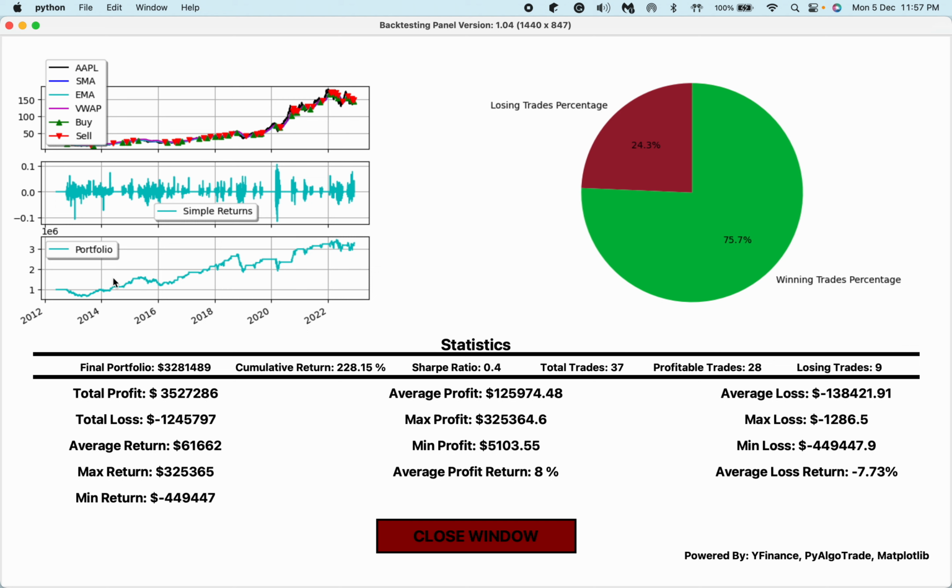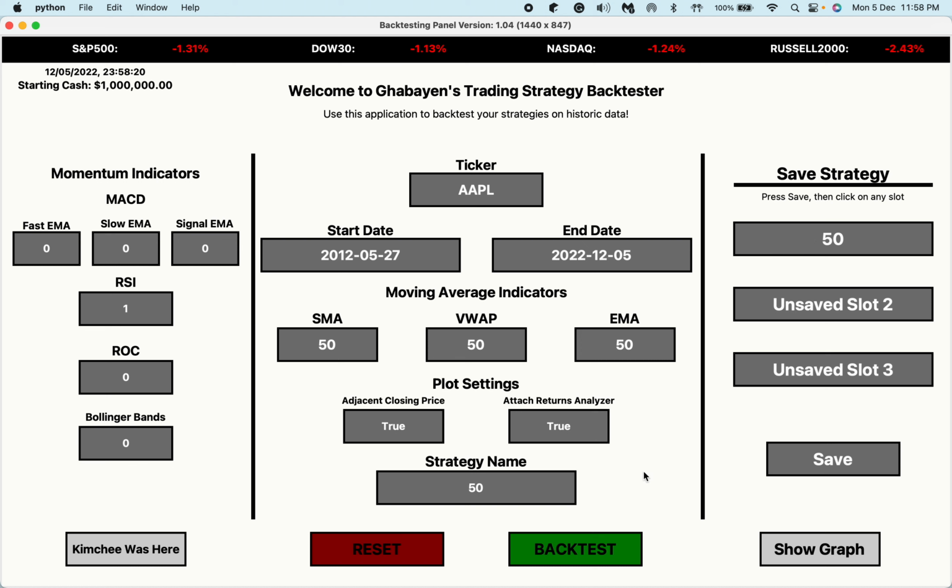And for the second graph, I have the simple returns. So I can see all my returns over here. I can plot them in terms of negative 0.1 to 0.1, and I have my portfolio. So I've been making a lot of money, and I can tell from my statistics tab, I've made over 228% return, and I've made approximately $2,200,000. So that's great. I've made over 37 trades. 28 of them were profitable, and I can also put them in percentages. So 75% of them were profitable trades.